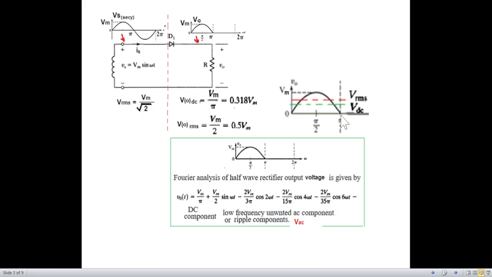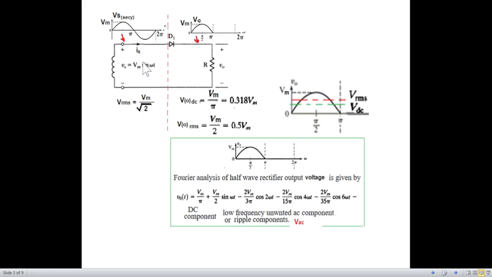Now this diagram we had already discussed earlier: VDC is this green line, 0.318 Vm. VRMS is the red line, 0.5 Vm. And this is V maximum, but we can't pinpoint where VAC is, because these ripple components are not visible here.